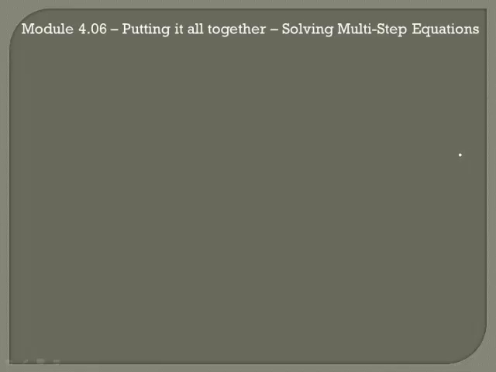Module 4-6, putting it all together. We're going to solve multi-step equations. The first step is to distribute if necessary. We're looking for a number outside of parentheses, and that indicates distribution. So I'm going to distribute this 2 and this 3.